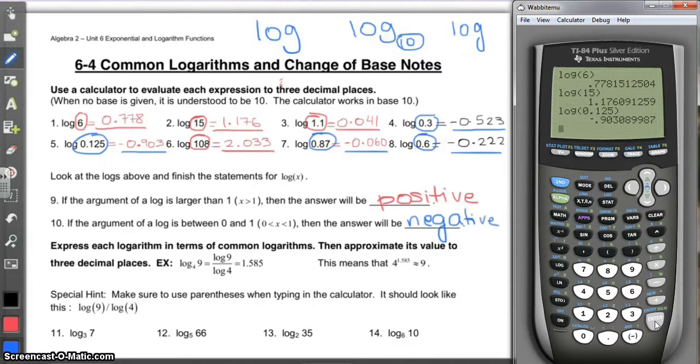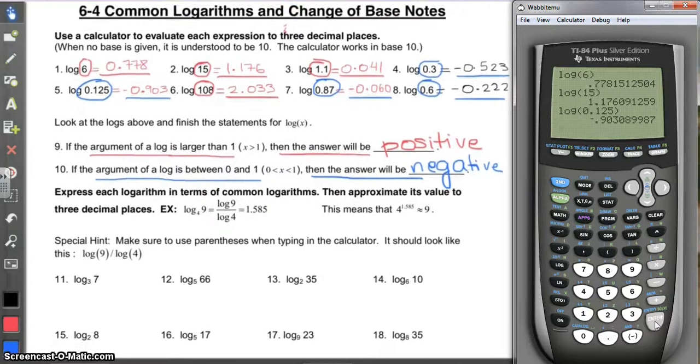So it's very important to know this fact. If the argument of a log is larger than 1, it means it's bigger than 1, then they expect the answer to be positive. If the argument or the number inside the log is between 0 and 1, then the answer would be negative. So keep that in mind. Now, this is the first thing that you need to know in this lesson.